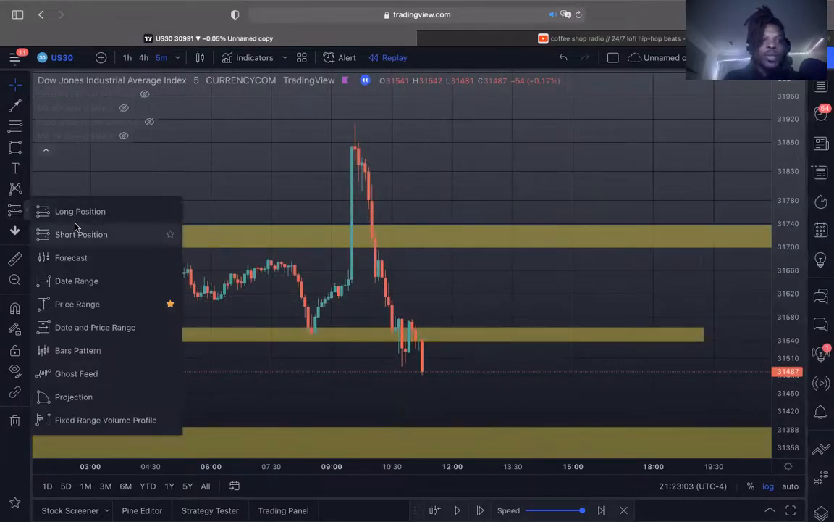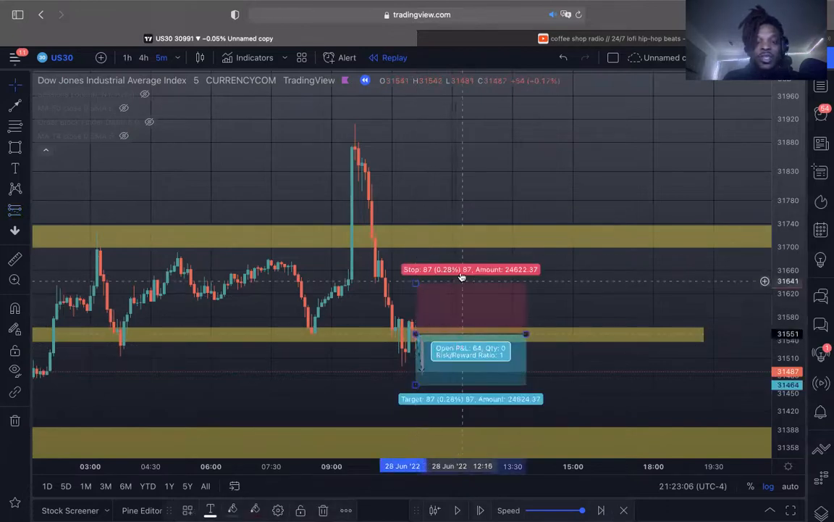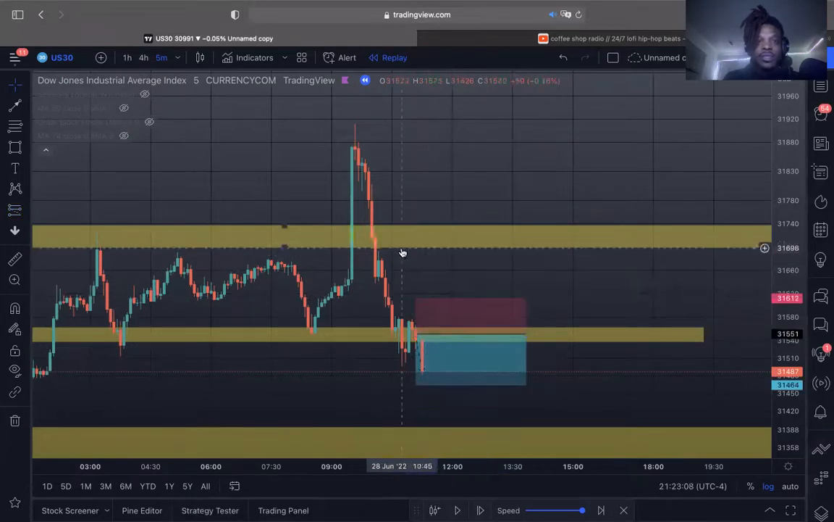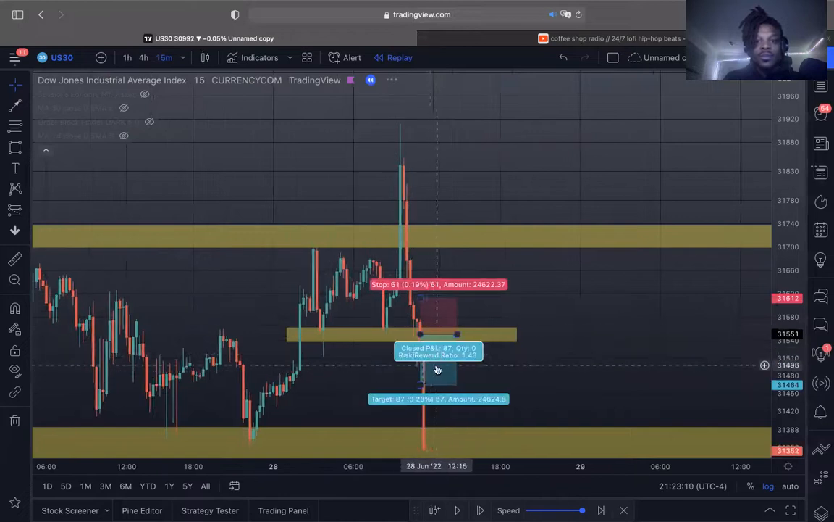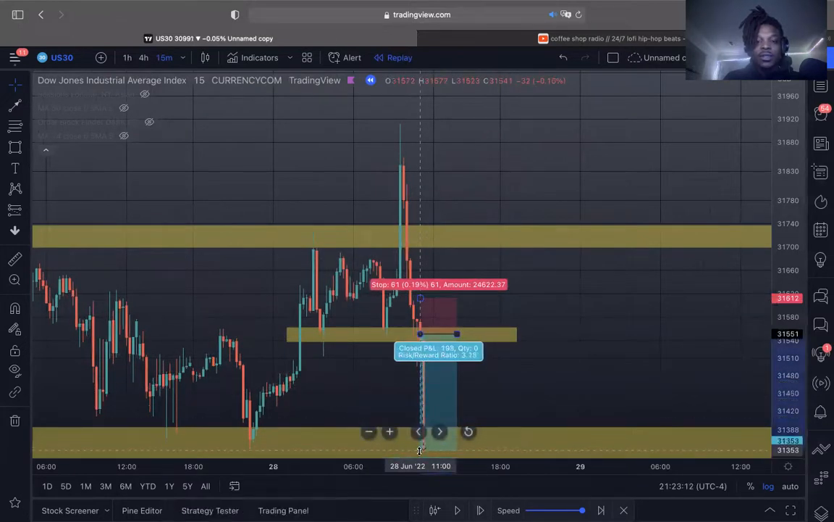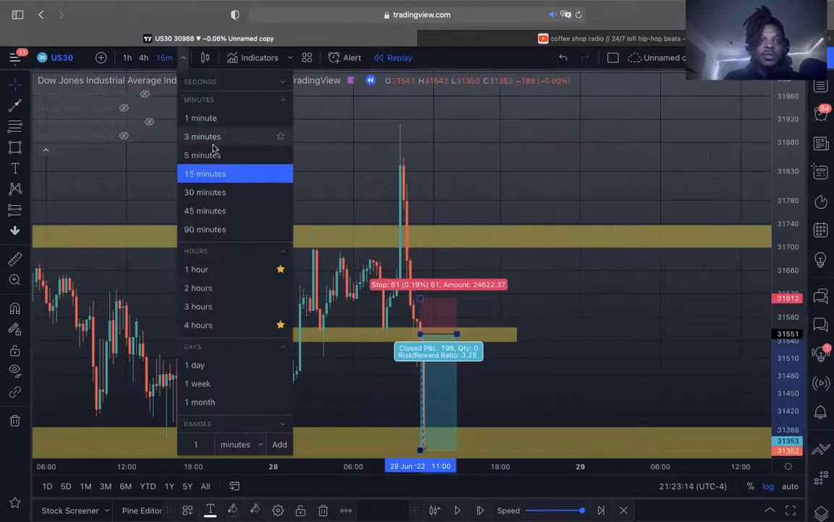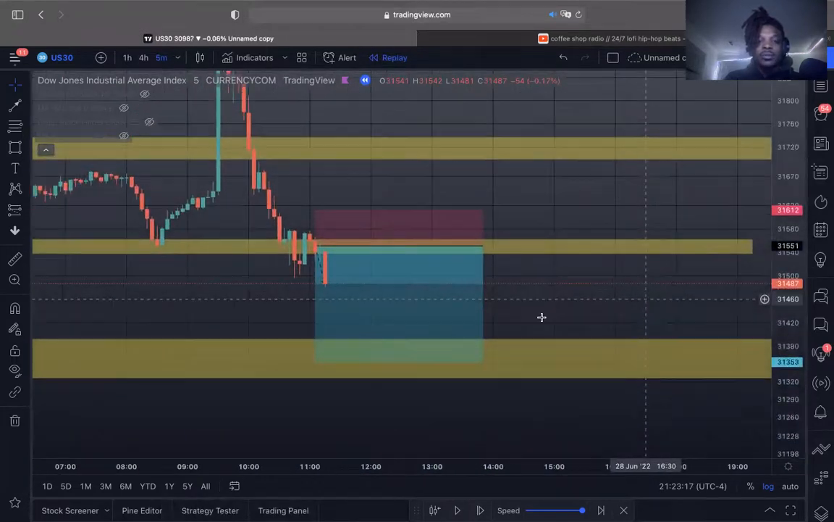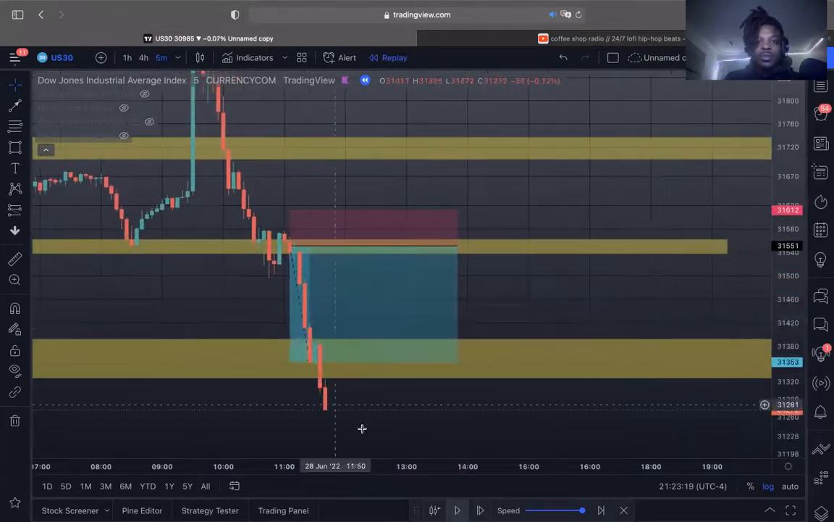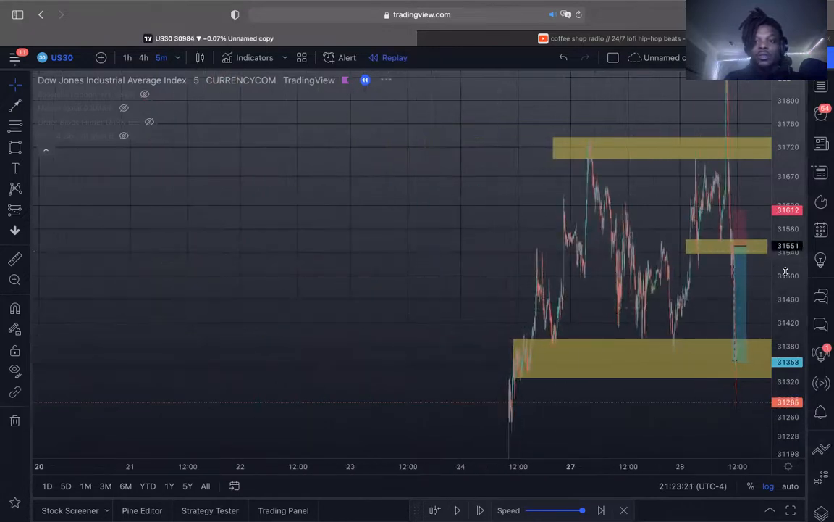Now, of course, it's a replay mode, so I got in on this right here. Stop loss here. Look at the 15-minute. Boom. You see how it went down there already. But let's just go back on the 5-minute. Boom. And what do we do? We trade zone to zone.